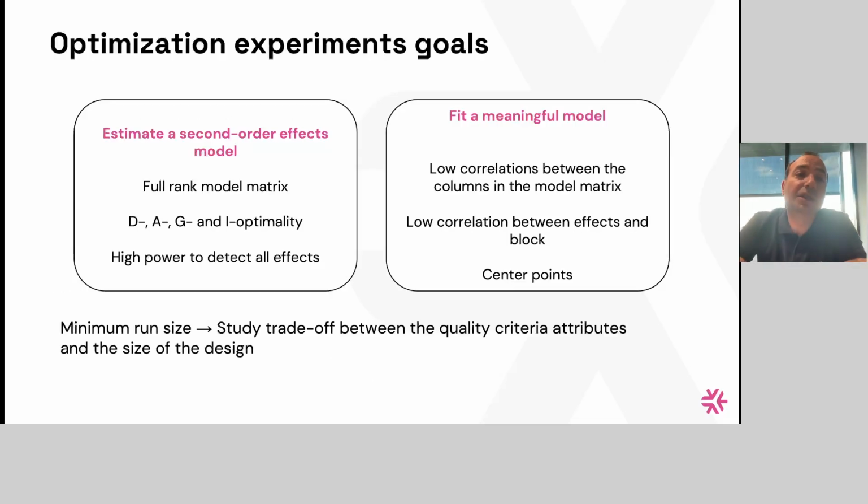In this case, we are going to look for an optimization experiment where we have the following goals. We want to estimate a second-order effects model. We need a full rank model matrix to be able to also accommodate the blocks. We will be looking at different optimality criteria. We want a high power to detect all effects, but at the same time we want to be able to fit a meaningful model, which needs low correlations between the columns in the model matrix and low correlations between effects and block. Also, the center points may be of interest.